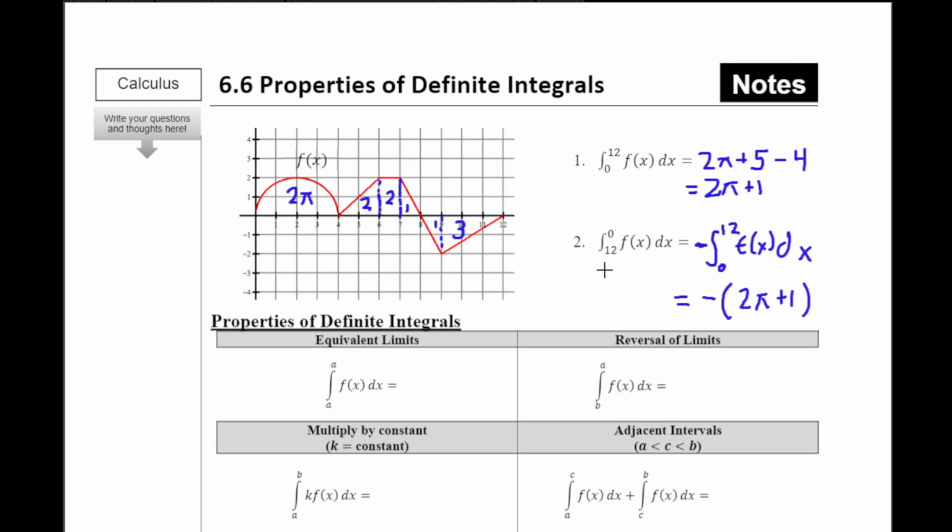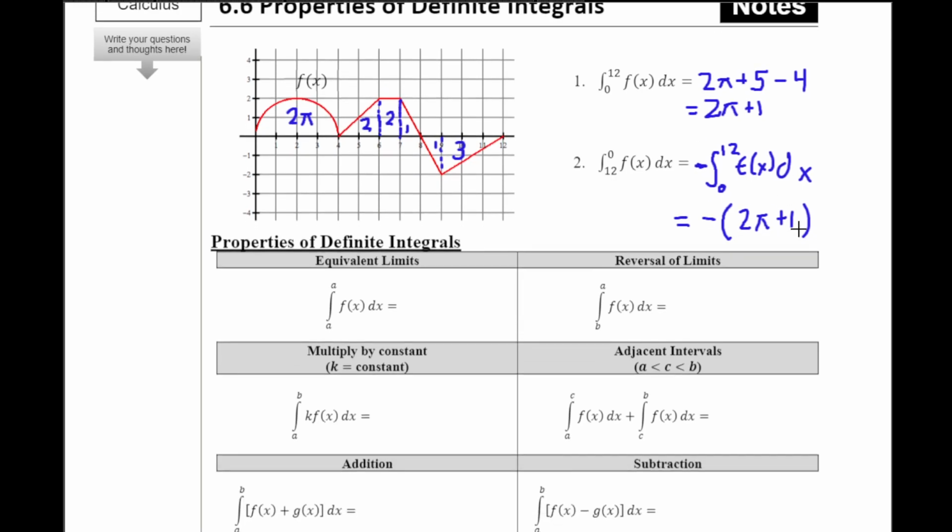So we're going to learn a lot of properties of definite integrals today. I just showed you one right there. So equivalent limits. If you have the integral from a number to the same number, well, the integral is just 0. Reversal of limits. That's what we did just now. If you switch the order of the bounds of the integral, so instead of b to a, it's a to b, you have to put a negative sign in front of it. It should always be from the lowest number to the higher number.